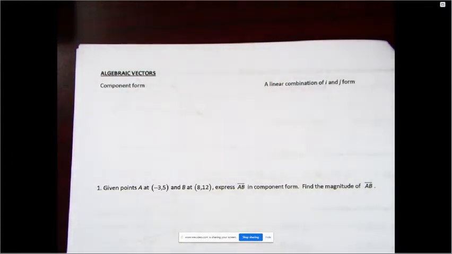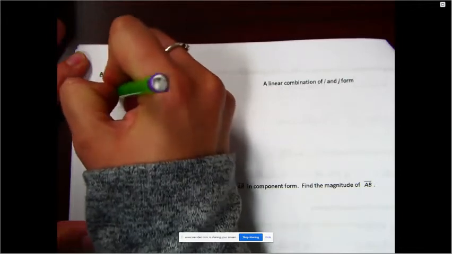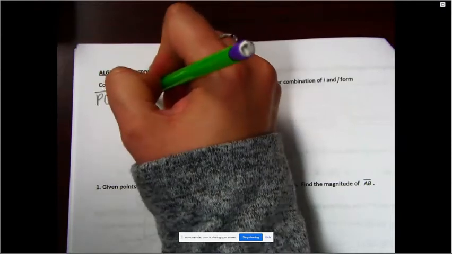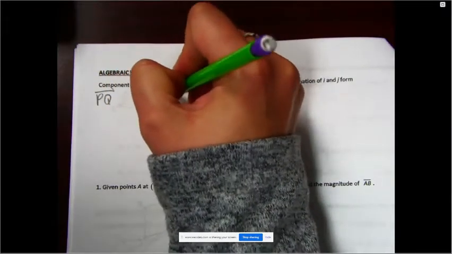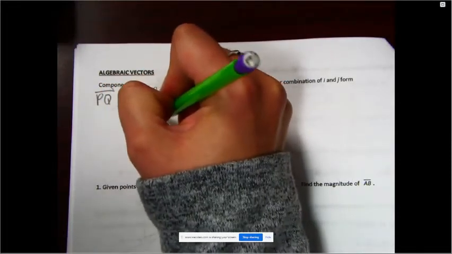You have two forms that you're going to see it algebraically. You have component form and linear combination form. They mean the same thing, they're just written a different way. So if we take, let's just make up a vector PQ. If I have PQ, that means your point P has an X value and a Y value, and your point Q has an X value and a Y value.